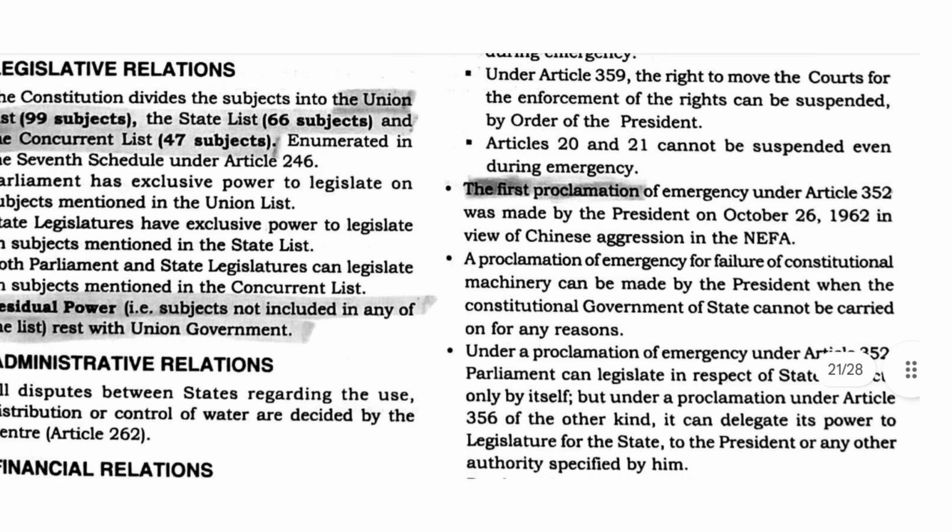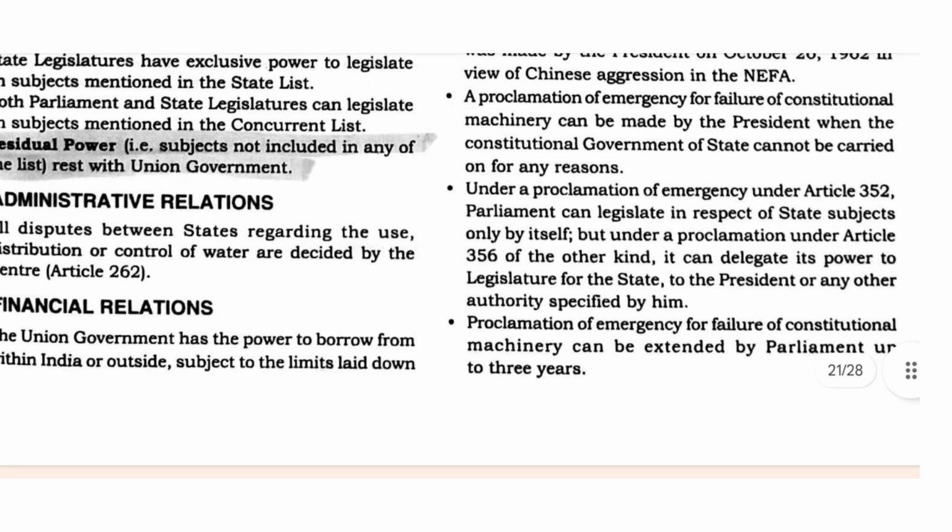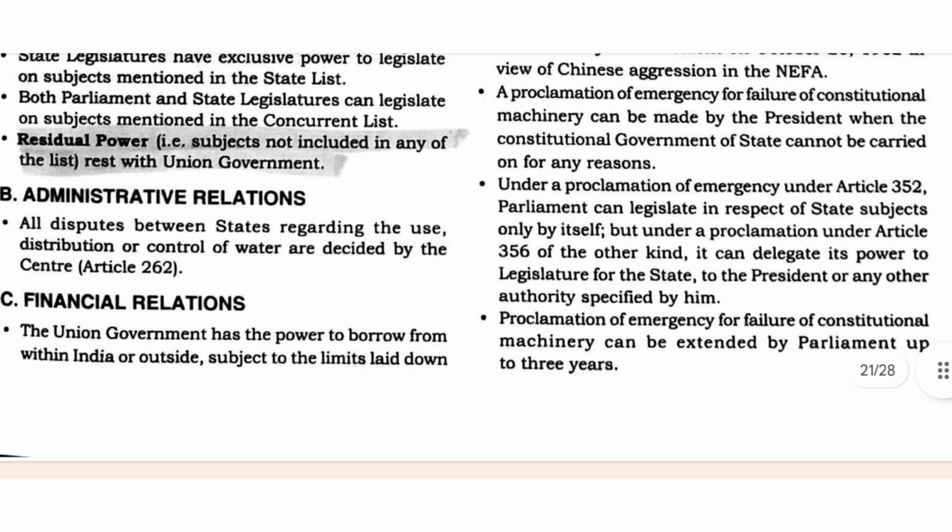The proclamation of emergency for failure of constitutional machinery can be made by the President when the constitutional government of a state cannot be carried on for any reason. Under a proclamation of emergency under Article 352, Parliament can legislate in respect of state subjects only by itself. But under a proclamation under Article 356, the other kind, it can delegate its power to legislate for the state to the President or any other authority specified by him. A proclamation of emergency for failure of constitutional machinery can be extended by Parliament up to 3 years.